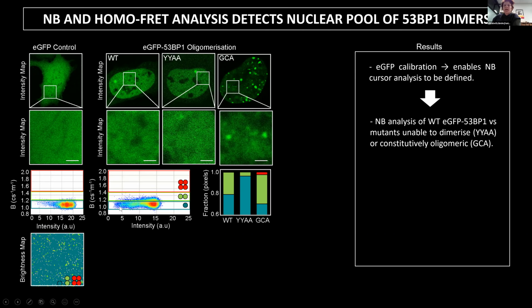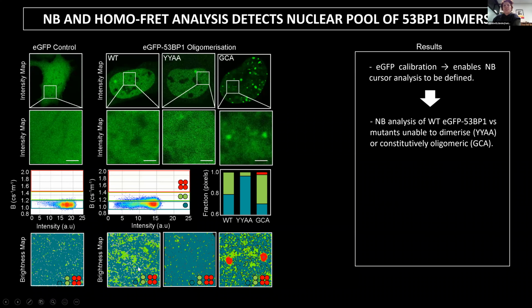And when we do the number and brightness analysis, or the moment-based analysis, of these three experiments, you can see from the brightness histogram that we've entered into the higher cursors that contain dimers and in some cases higher order oligomers. And if we quantify the number of pixels in these three experiments that contain dimer, you can see the wild type 53BP1 has a significant dimer population. The mutation that inhibits dimerization inhibits this dimer population, and the mutation that promotes oligomerization increases the dimer fraction.